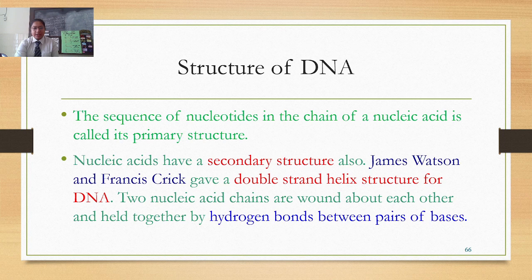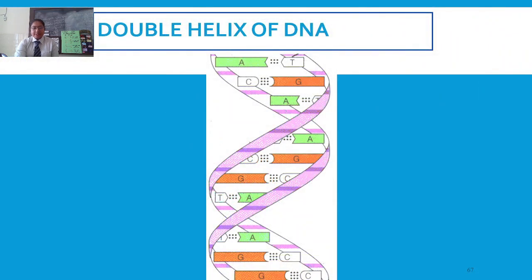Nucleic acids have a secondary structure. James Watson and Francis Crick gave a double-stranded helix structure for DNA. Two nucleic acid chains are wound about each other and held together by hydrogen bonds between pairs of bases. This is the structure of the double helix of DNA.